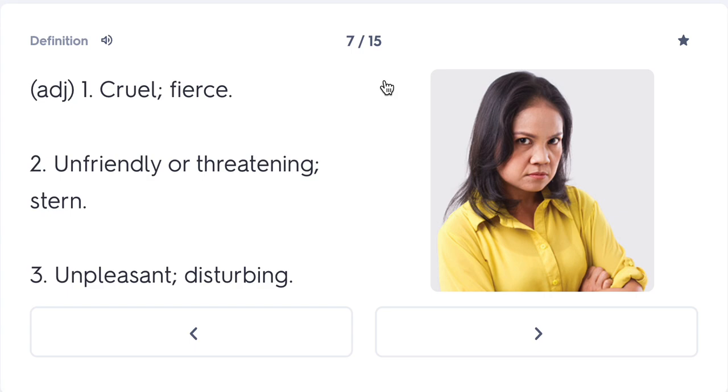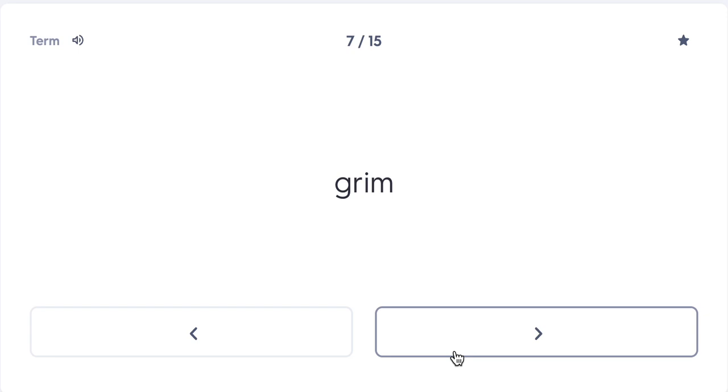Grim. So when something is grim, it could mean cruel or fierce, unfriendly, threatening, unpleasant, disturbing. Overall, not a great thing if something is grim.